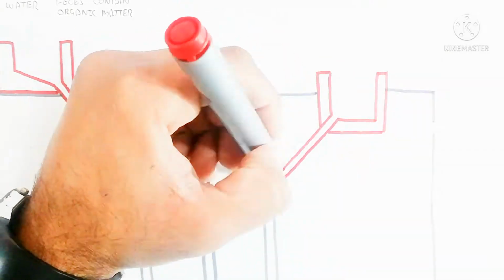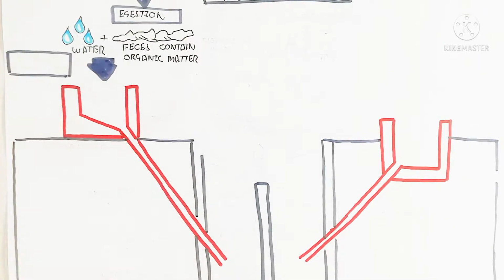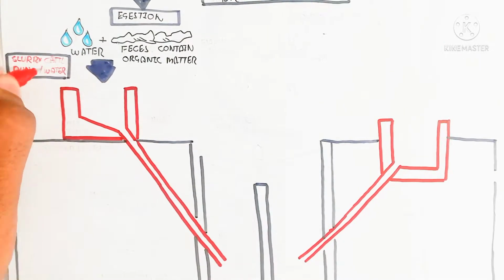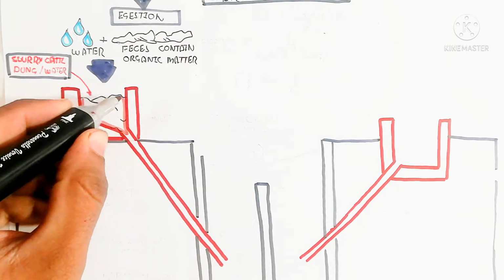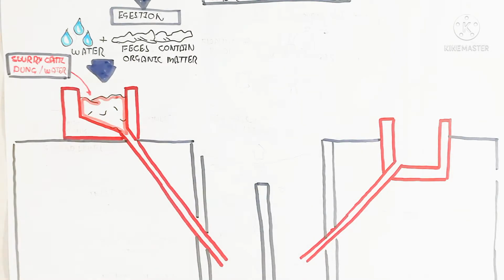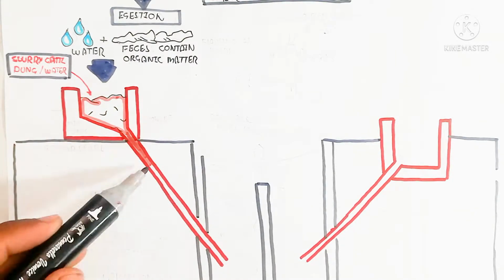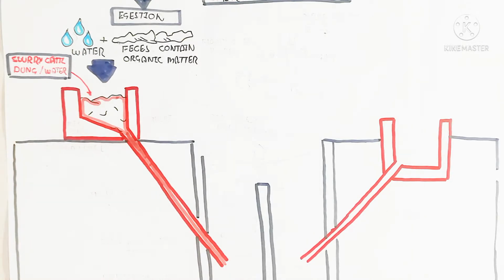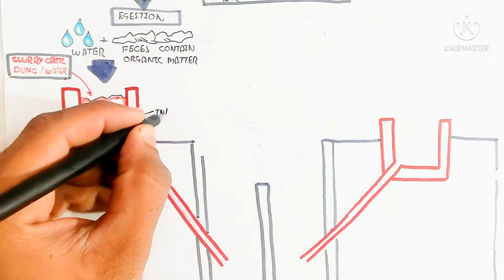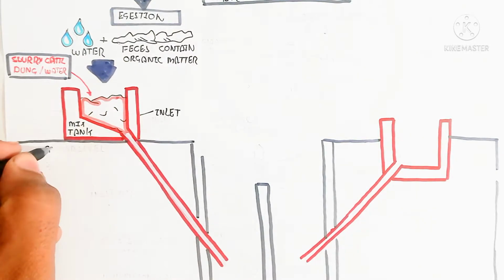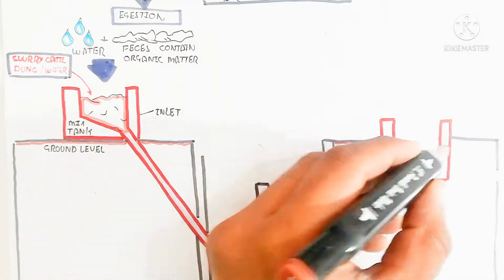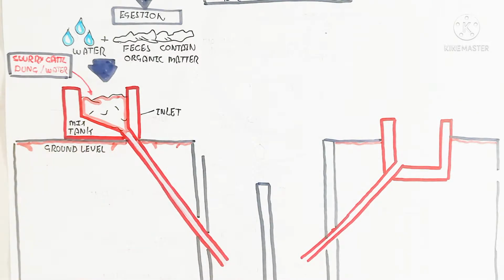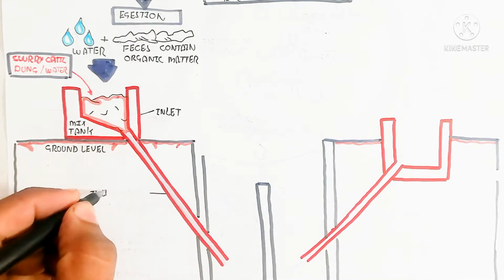We are using the waste or feces of the herbivores in the form of dung, and we will add water. We add cow and buffalo dung together, known as slurry. The cattle dung and water will be added into the inlet mix tank. So this is a mix tank. After mixing, water is added. This is the ground level, and I am drawing a bigger picture for understanding the biogas production procedure.